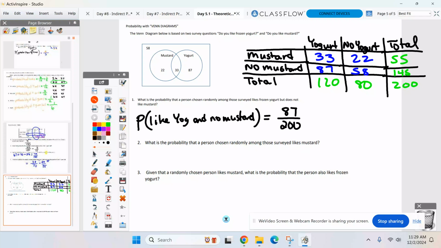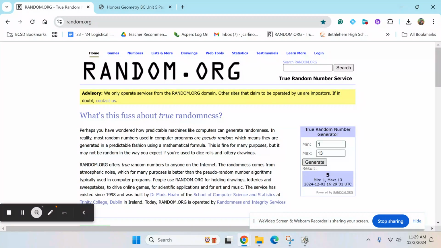B, probability they like mustard. That's it. That's all I wanted, right? The probability they like mustard. Does it matter yogurt? Nope, didn't say that. I just wanted how many like mustard. That's why we have a total column. All right, use your table. How many like mustard according to the table?